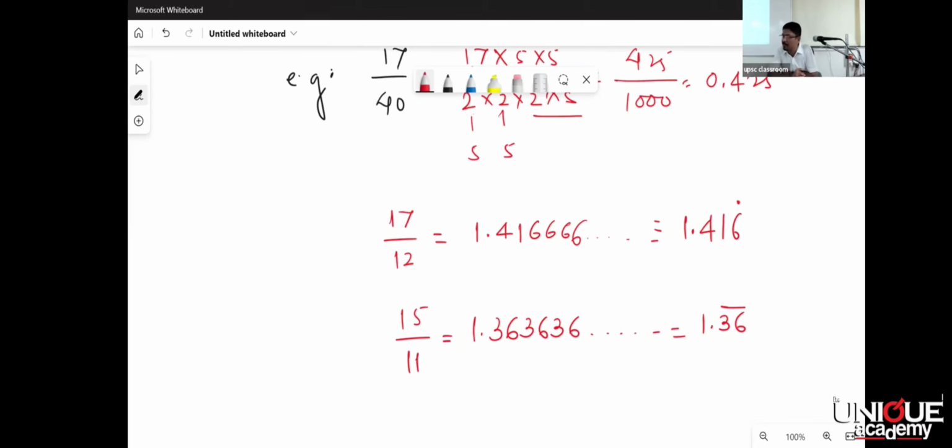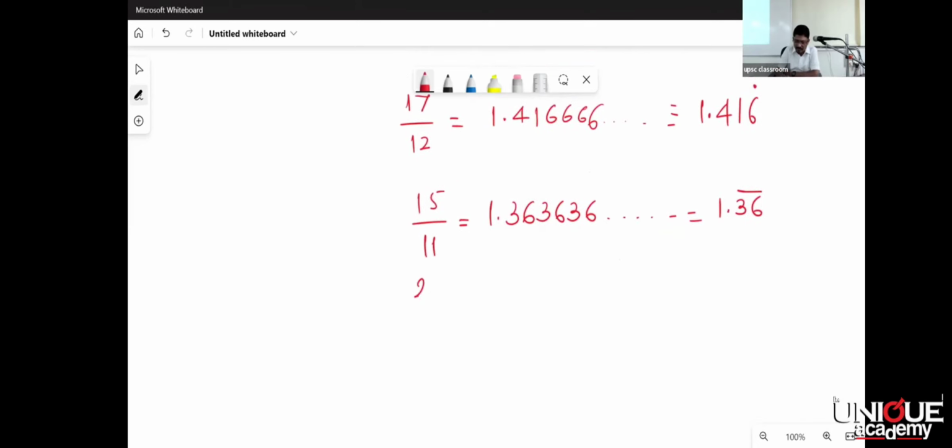Is it clear? Last but not least, I would like to ask you 22 divided by 7. First of all, we'll discuss this, and then 22 upon 7. If it is converted into a decimal fraction, what type of decimal fraction will it be?